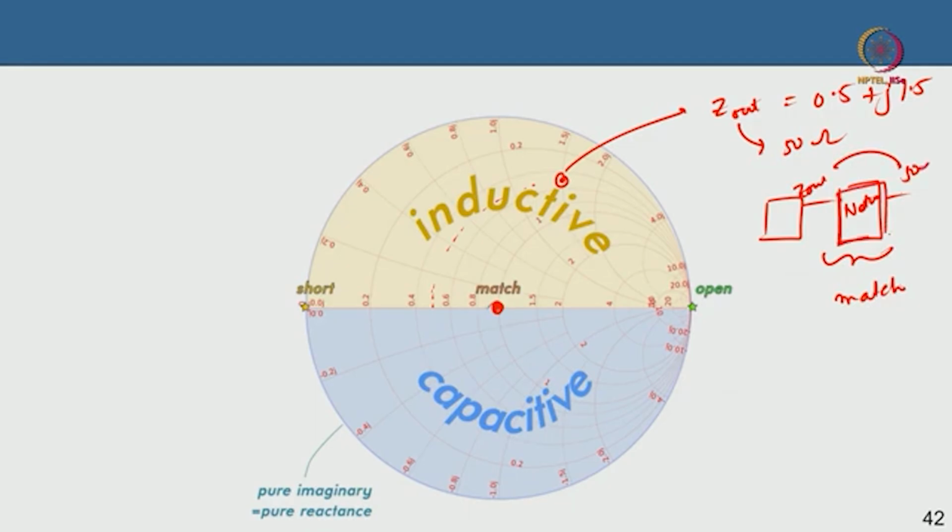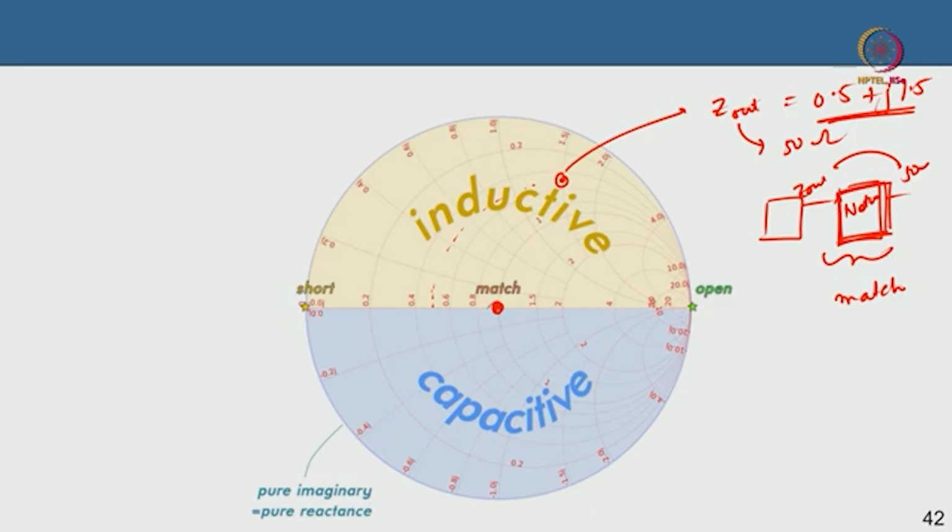This matching network will transform the output impedance of the transistor, whatever it is, in this case this, to 50 ohm. That is your matching network, output matching network, and there could be an input matching network also, by the way. This is called impedance matching.